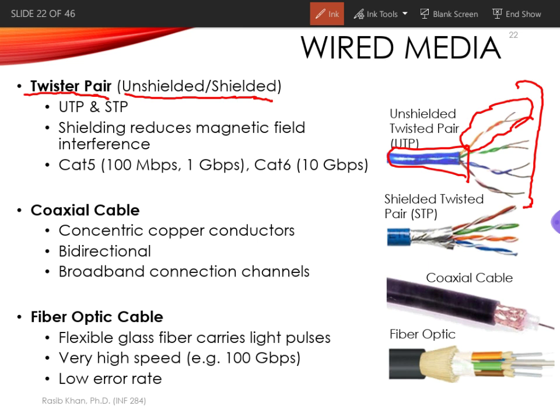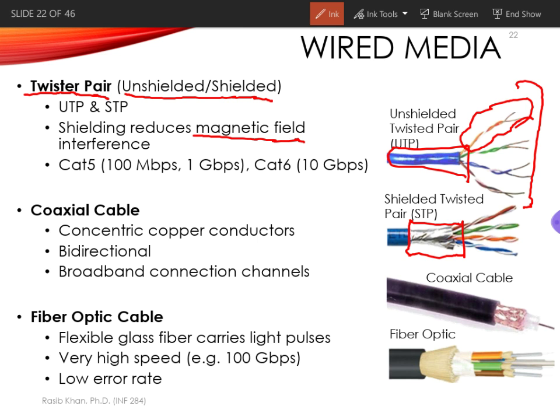The shielded twisted pair has the exact same layout, apart from the fact that there is a form of wrapper around these 4 pairs of twisted cables. The reason why we introduce the shielding is because it allows us to reduce the magnetic field interference when we are transferring bits across the network.